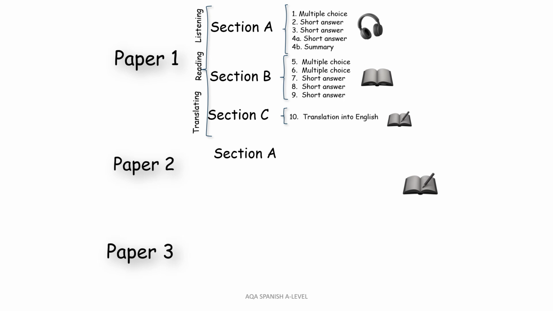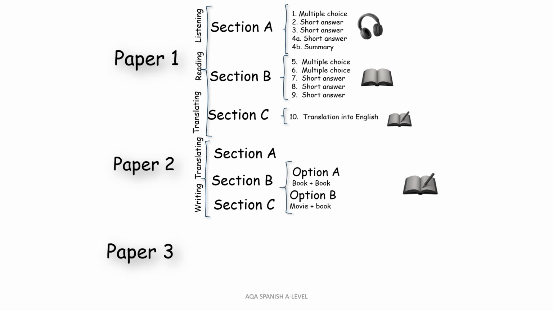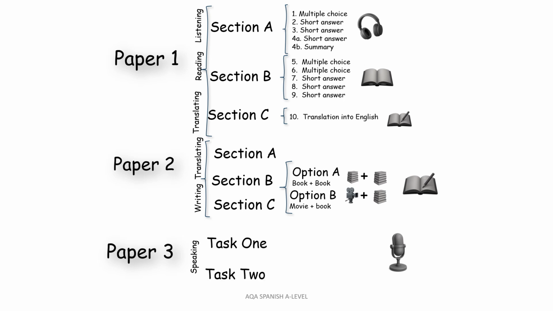Paper 2 is about writing, and we have section A, section B, and section C. Section A is translating, section B and C is writing, with 2 options, option A or option B. Option A is writing about 2 books, and option B is writing about 1 movie and 1 book. And finally, paper 3, speaking, with task 1 and task 2. Task 1 is your stimulus card and task 2 is your IRP.